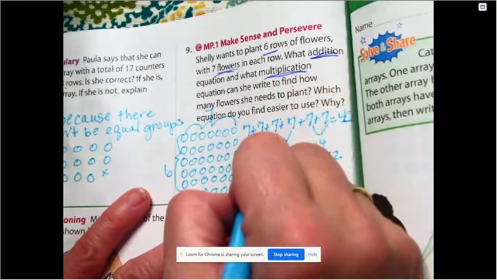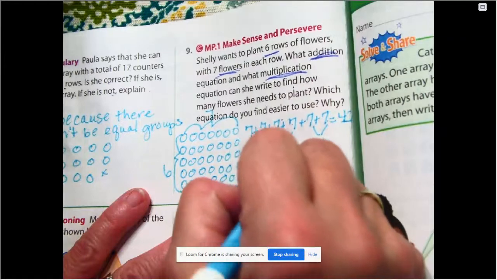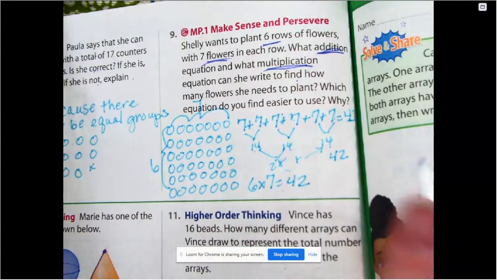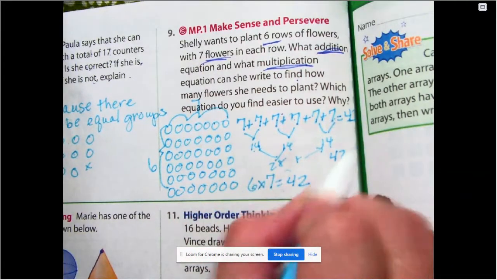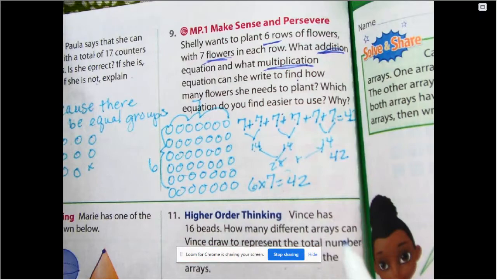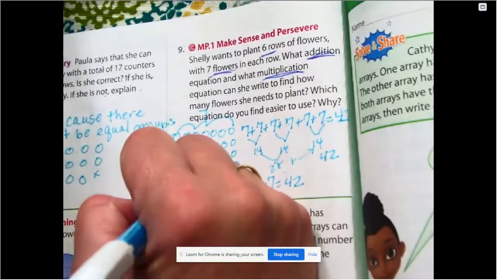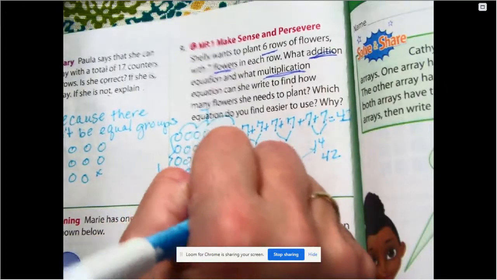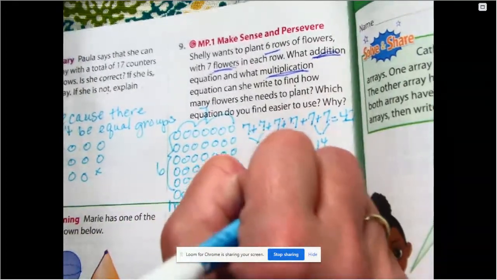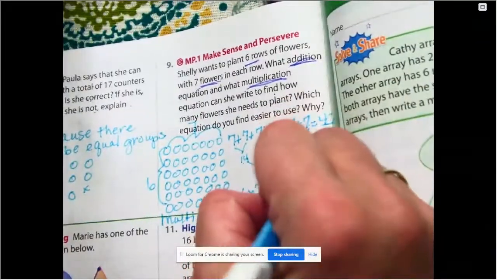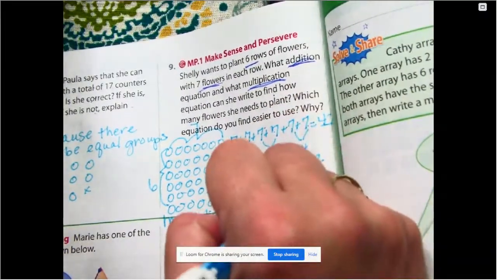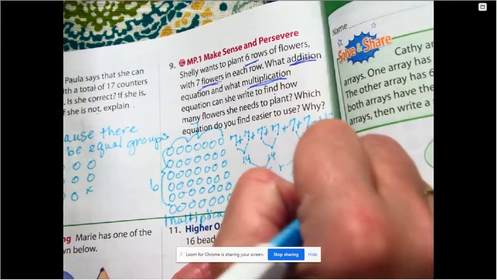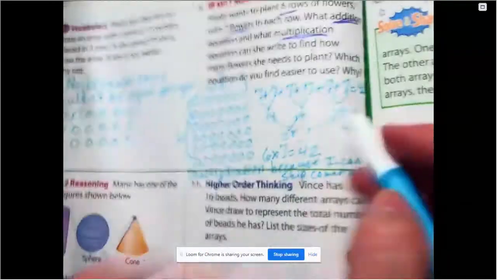Let's do a multiplication problem. 6 groups of 7 equals 42. Which equation is easier to use? Is it easier to do repeated addition or easier to do multiplication? I think it's easier to do multiplication because I can skip count by sevens. Now, we're going to learn a great sevens song.